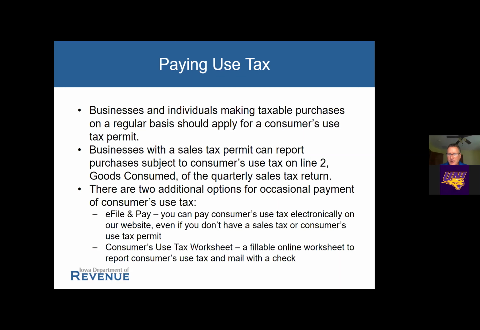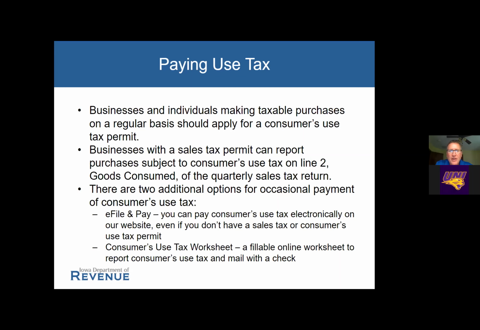If you are a business, you have a sales tax permit already, we'll let you go ahead and report those purchases on the goods consumed line, which is line 2 on your quarterly or annual sales tax return. So you can just put in there the cost of those items. It'll flow through on the return and you'll remit the tax to the department that way.